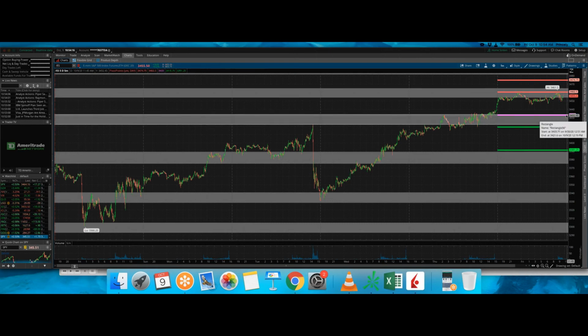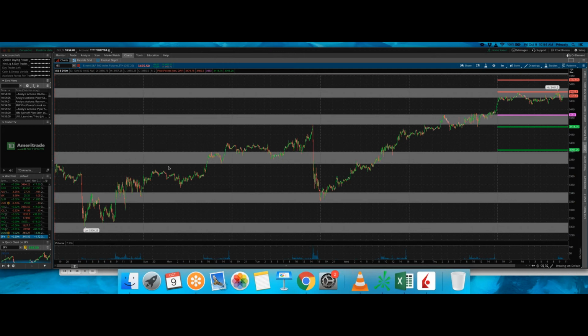We might test the zone just below here, into 3430, but I'm not expecting more than that at this point in time. We do have at least some more upside ahead, possibly into the 3500 range, maybe even as far as 3550. But again, we don't really need to worry about that. We just stay long as long as our indicator is staying long. Okay, so that's it on price.